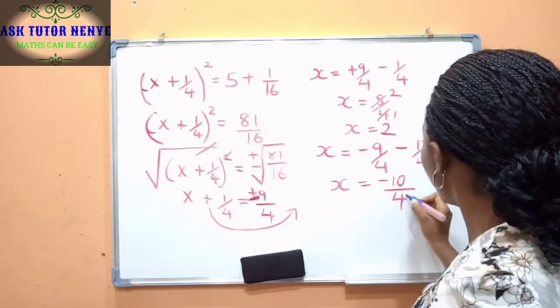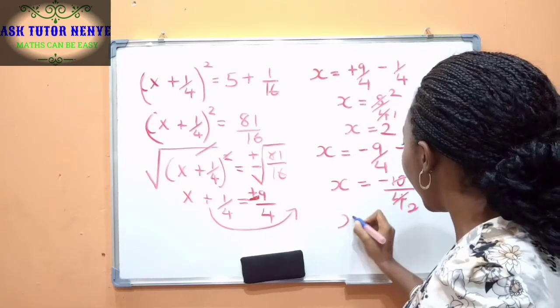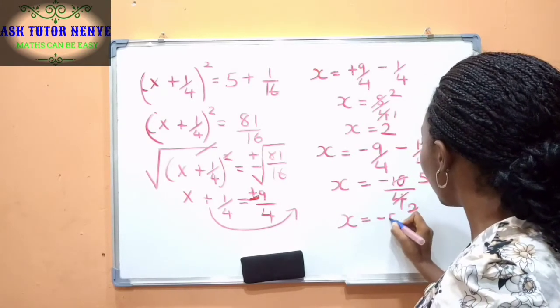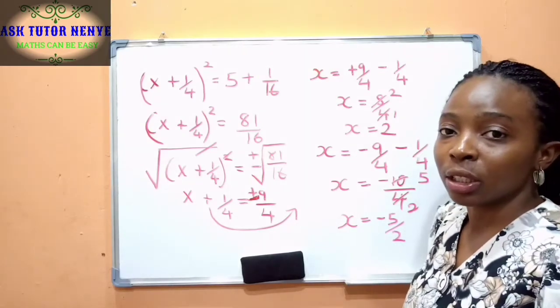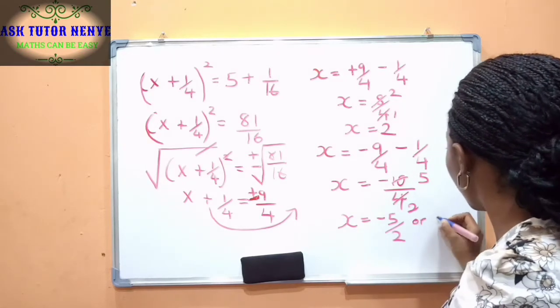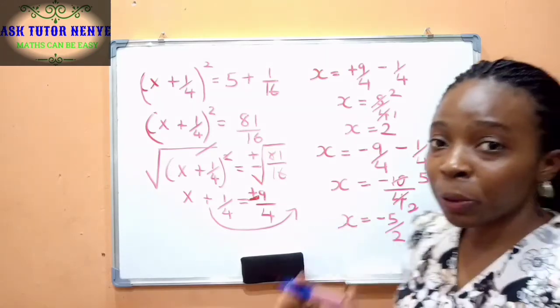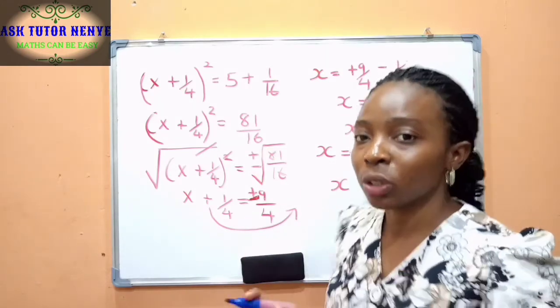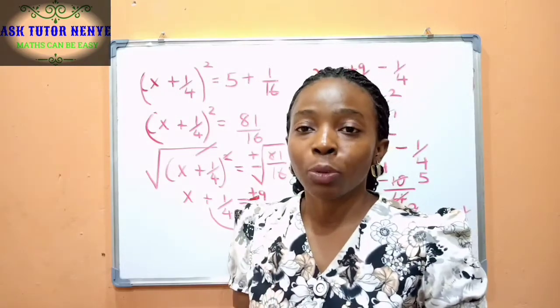So the next thing we do, 2 goes into 2 once, 2 goes into 10 five times. So we have x equals minus 5 over 2. You can leave your answer like this, or you put it in mixed fraction or mixed number. So in doing that, we're going to have minus 2 and a half. It's super easy, just pay attention. So having done this, let's take a look at another example for clarity.